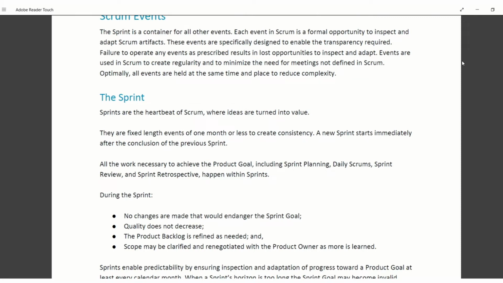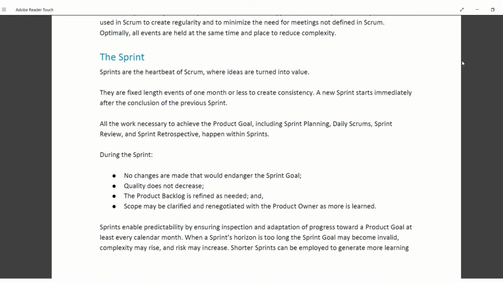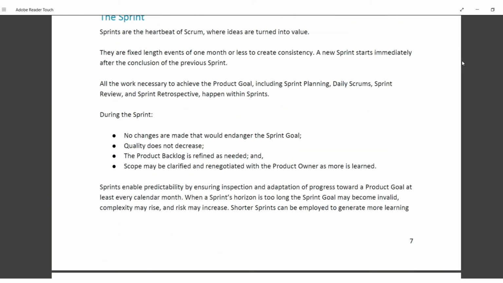Events are used in Scrum to create regularity and to minimize the need for meetings not defined in Scrum. Optimally, all events are held at the same time and place to reduce complexity. The sprint. Sprints are the heartbeat of Scrum, where ideas are turned into value. They are fixed-length events of one month or less to create consistency.